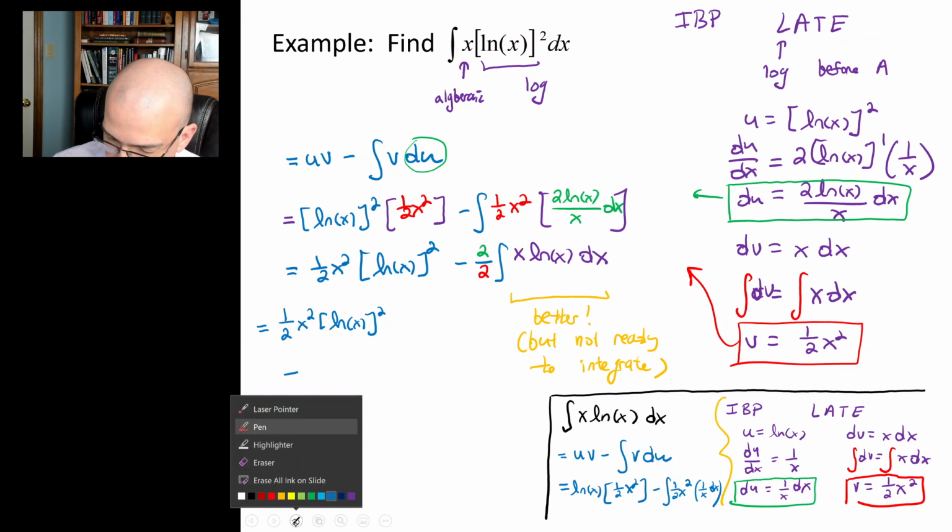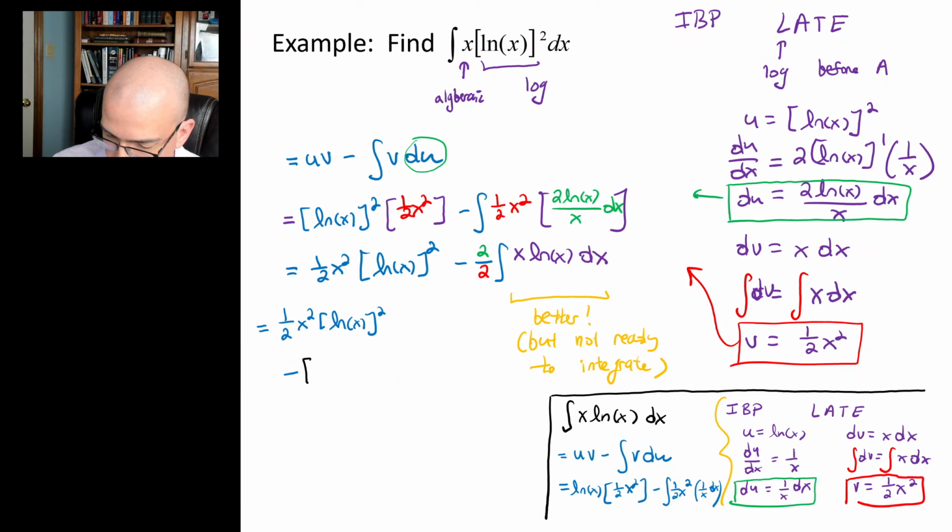Minus ln of x times 1/2 x squared, minus, I'll clean up the last part of the integral there in the box. I have a 1/2 that can be brought out front, and we have an x squared on top and an x to the power 1 on the bottom. I can simplify those. It's just an x dx.